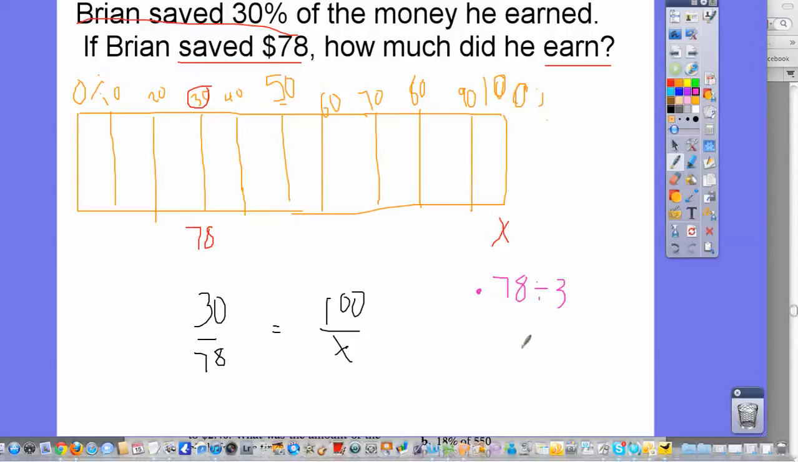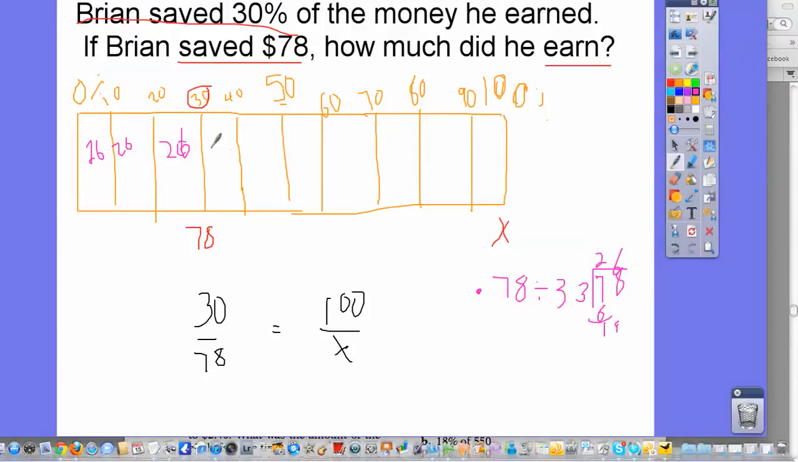If we do 78 divided by 3, 78 divided by 3 would be 26. 3 fit into 7 2 times, that was 6. We had 1 left over, so 3 fit into 18, 6. So that means each of these sections is going to be worth $26. 26 times 3 gets us to 78.